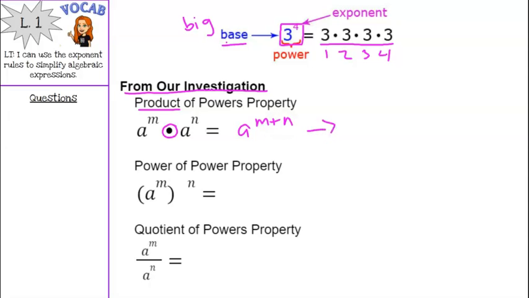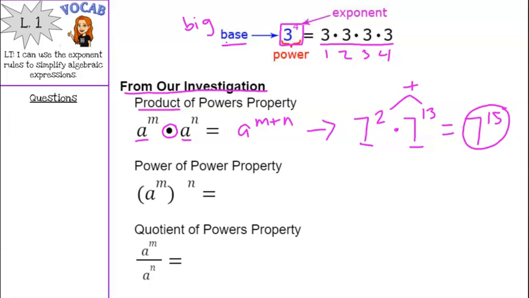So let's give a real example of this. We can have 7 to the 2nd power times 7 to the 13th power. We can simplify that by just adding our two exponents, and it becomes 7 to the 15th power. Now please note that this only works as long as the bases, the big numbers, are the same.